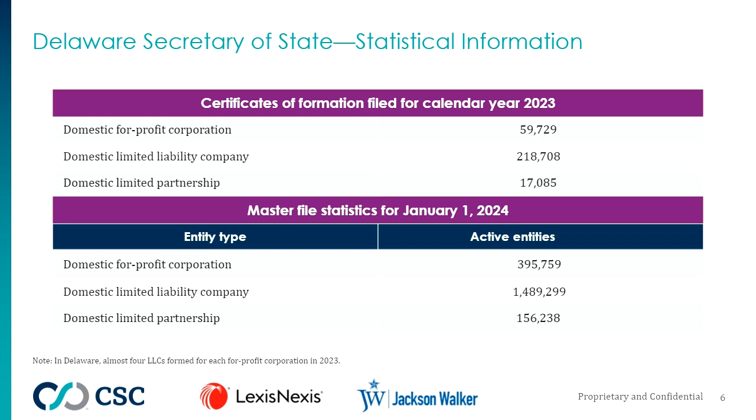But let's now look at the Delaware numbers. Where I mentioned earlier it was about 5 times the number, in Delaware it's closer to about 4 times on the master file statistics. The top is just what was formed in 2023, and then the bottom is everything through 2023. Domestic for-profits are almost at 60,000, with about 219,000 domestic LLCs in 2023. For active entities overall, we've got about 396,000 corporations, but almost 1.5 million LLCs.